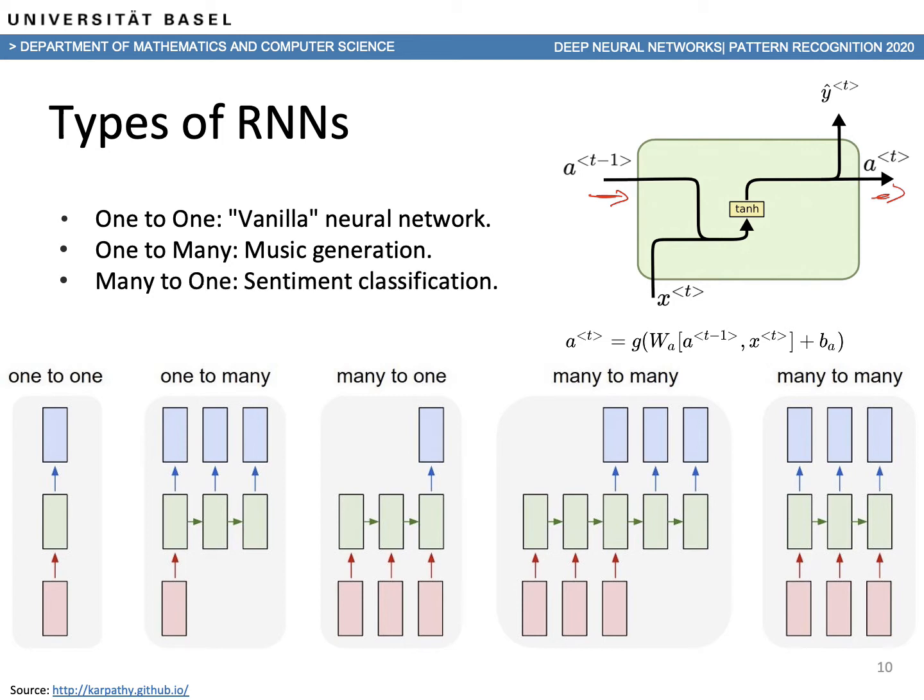Then we have many-to-one, which could be used for sentiment classification. So you provide a full sentence, and you are only interested in the end, for instance, if this movie was good or bad, or how many stars, for instance, 0 to 5 stars. Or it could be many-to-many translation, where it can either be, with 3 inputs, you provide also 3 outputs, or it could be a bit more flexible, just like in translation, where a sentence in one language might have a different number of words in another language.